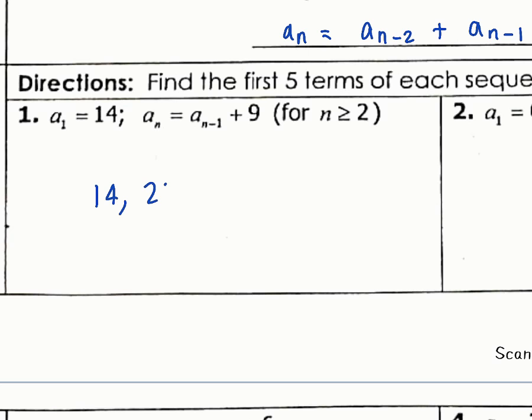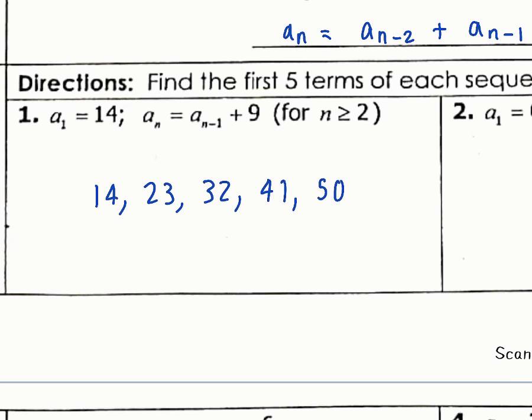23. If I want to find my third term, what do I do? To what? My previous term, 23 now. What's 23 plus 9? 32. How do I find the fourth term? To what? The previous term is? No, the previous term is 32. 32 plus 9? 41. And then the last one, because it said to find the first 5. 41 plus 9?